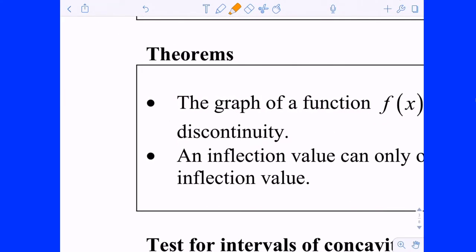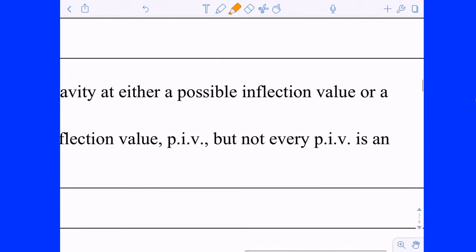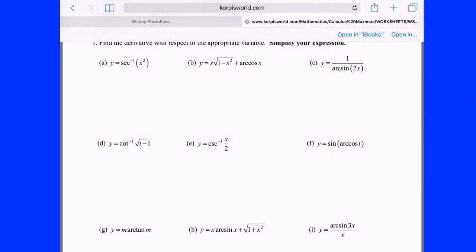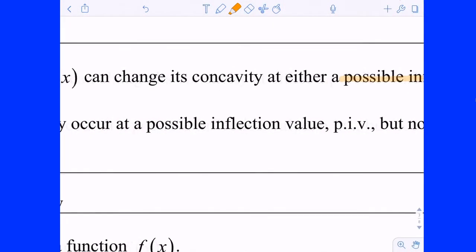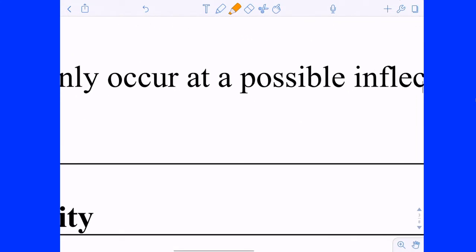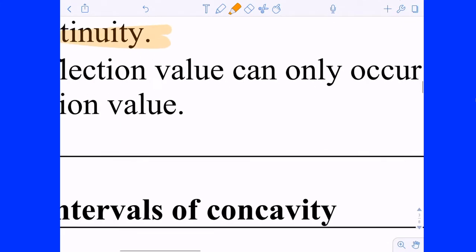Theorems, plural. A lot of theory in this section. The graph of a function can change its concavity at either a possible inflection value, where the second derivative is 0 or undefined, or at a discontinuity. An inflection value can only occur at a possible inflection value, but not every possible inflection value is an inflection value.